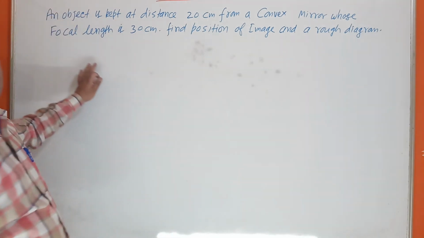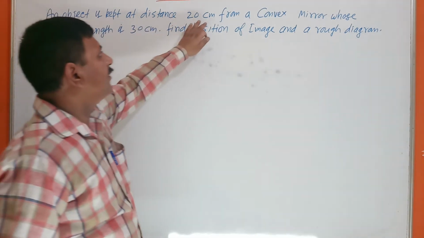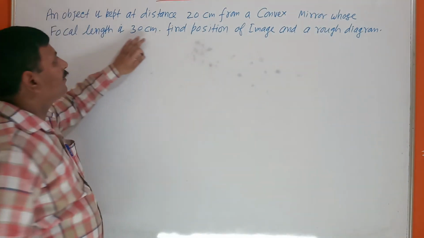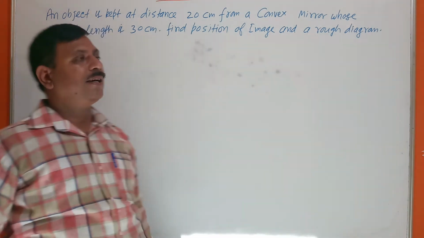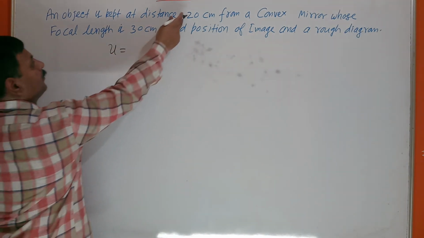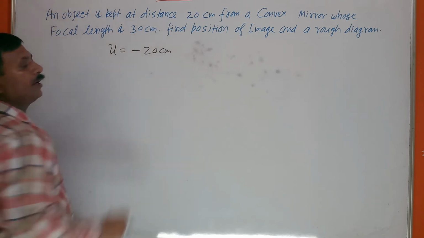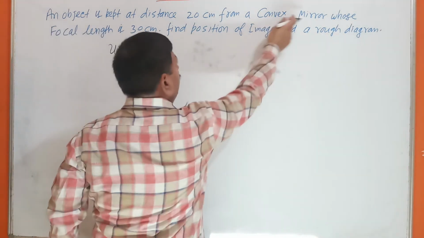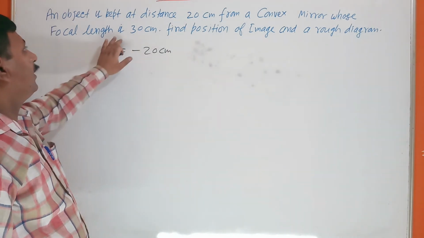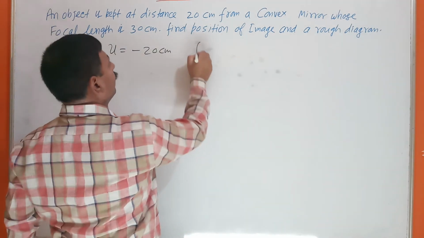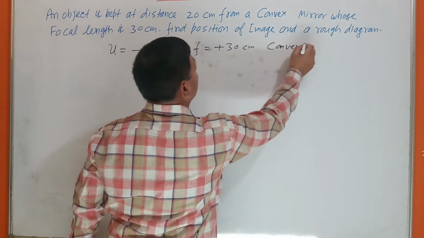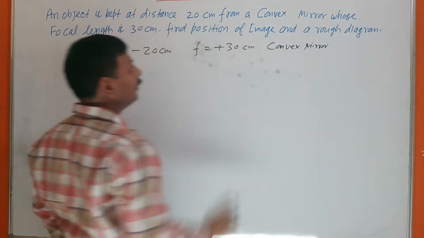One more example I have taken. An object is kept at a distance of 20 cm from a convex mirror. This time I have taken a convex mirror whose focal length is 30 cm. Find the position of the image and also draw a rough diagram. See here, they have given the object distance, that you always have to take negative, use minus 20. For a convex mirror, the focal length lies on the right hand side, that's why you have to take it positive. So focal length will be plus 30 cm. Why? This is a convex mirror. For a convex mirror, we take the focal length positive.